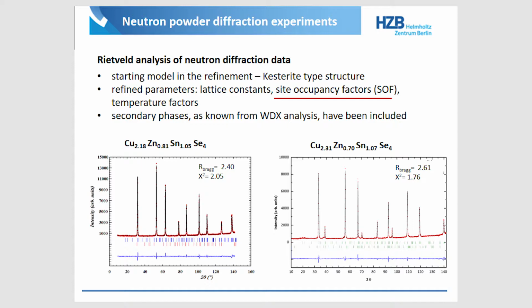Here we show two examples of two off-stoichiometric Kesterites. This is the refinement. The first line here shows the Bragg peaks of the Kesterite phase, and in the second line you see a secondary phase, which in this case looks like zinc selenide. And here, this looks like tin selenide. This is another secondary phase in this sample. Most important for us are the site occupancy factors.